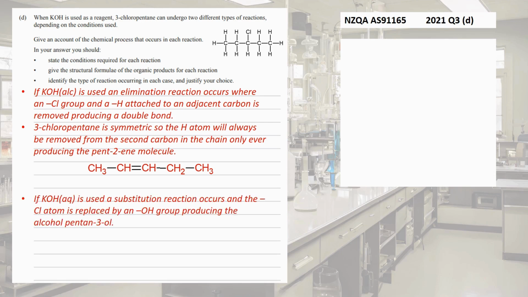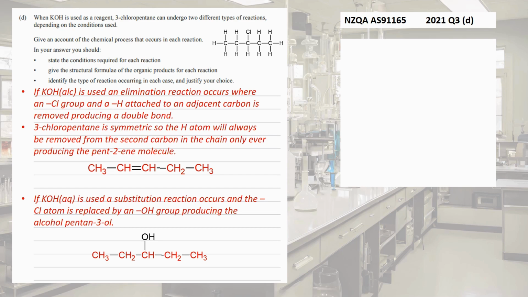Okay, so what if we added potassium hydroxide aqueous? Well, this is the one that will produce an alcohol, so therefore it is going to be the substitution reaction. So in this case, the chlorine atom is going to be replaced by a hydroxy or an OH functional group, and this will become an alcohol. With the OH coming off the third carbon, it's going to be called pentan-3-ol. And we can draw this by just replacing the chlorine with an OH. We can draw it expanded like I have at the top in this form, or condensed as I have in the bottom.